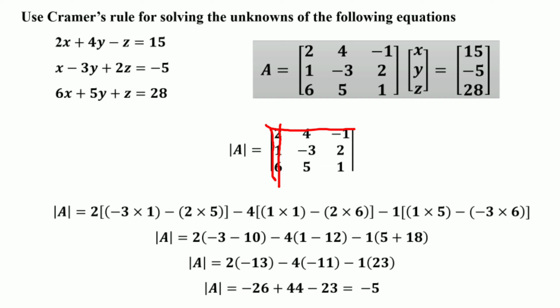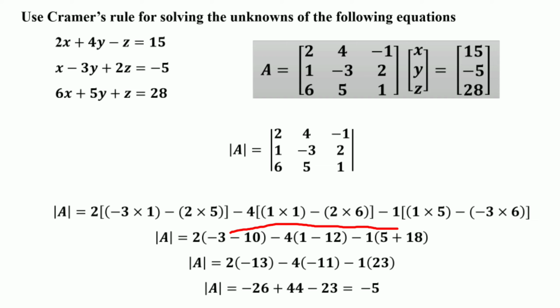We have a 2 into 2 determinant, minus 3, 2, 5, 1. So here, minus 3 into 1 minus 2 into 5. Then minus, take the second element 4. Then by removing the column and row corresponding to 4, we have a 2 into 2 determinant, that is 1, 2, 6, 1. So 1 into 1 minus 2 into 6.